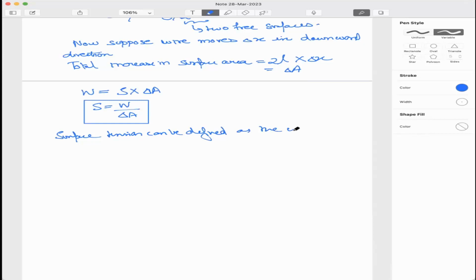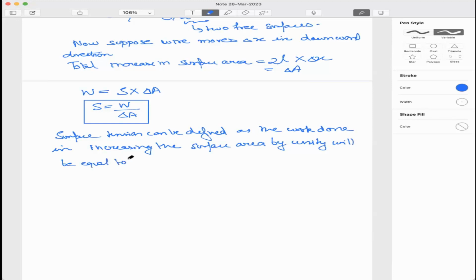the work done in increasing the surface area by unity, which will be equal to the surface tension. Okay.